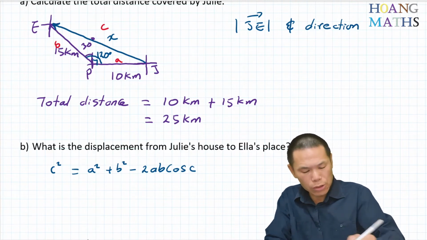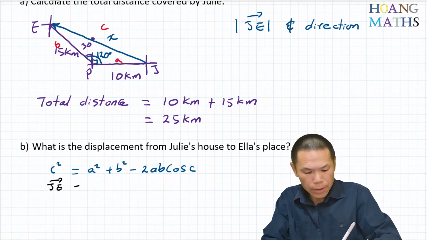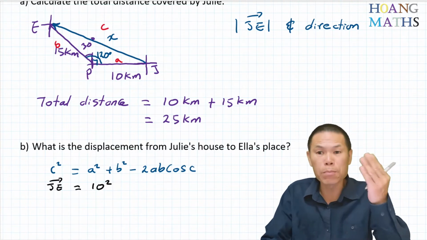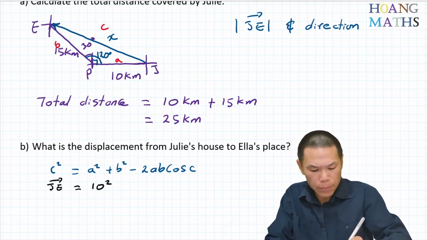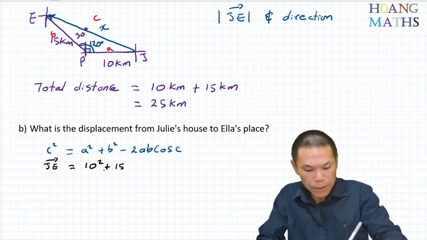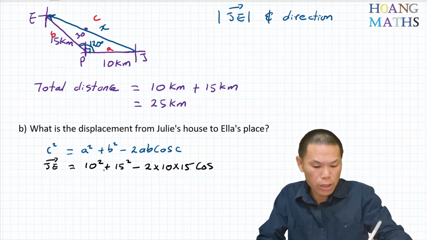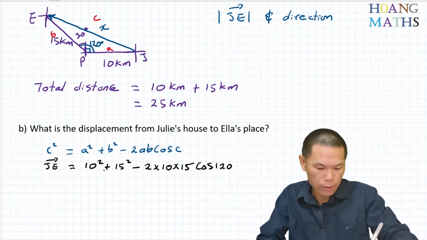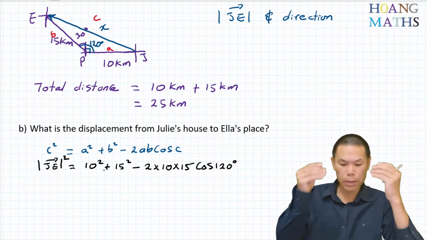So let me just substitute the values in. The magnitude of JE squared is equal to a squared, which is 10 squared. It doesn't matter which one is A or B, okay? Most important is C, opposite the angle. Just keep that in mind. So we plus 15 squared minus 2 times ab, that is 10 times 15, and cos of the angle in between. The angle in between is 120 degrees. So that is the magnitude squared. Please keep that in mind.